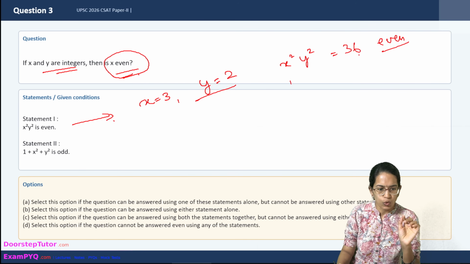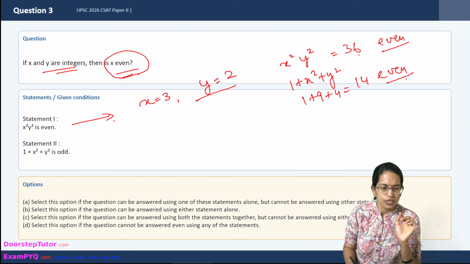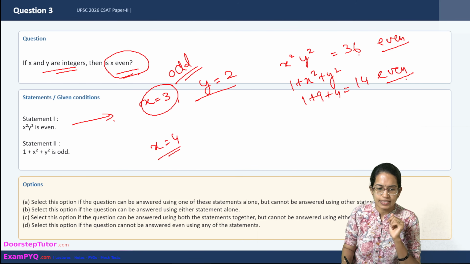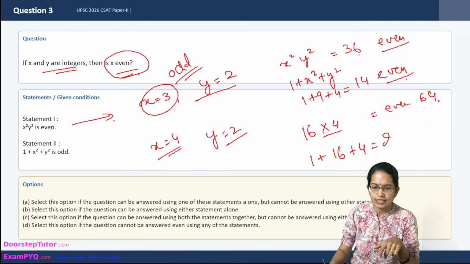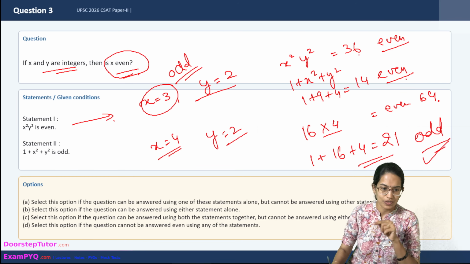I take 1 plus x square plus y square, that is 1 plus 9 plus 4, that makes it 14, which is again even. So when I am taking x as odd, I cannot prove it, but let me take x as even. When I take x as even, let's say 4, and y remains 2 in this case, so it becomes 16 into 4, that is even, 64, and then it would be 1 plus 16 plus 4, that is 21. Now this 21 is what? This 21 is odd. So then I can definitely prove that with statement 2, I can say it is correct.